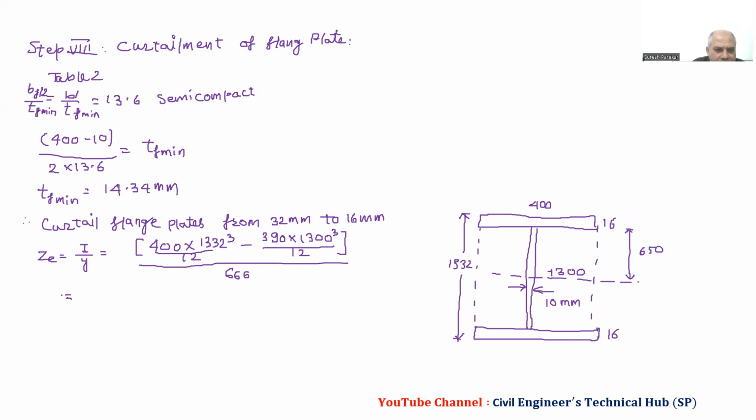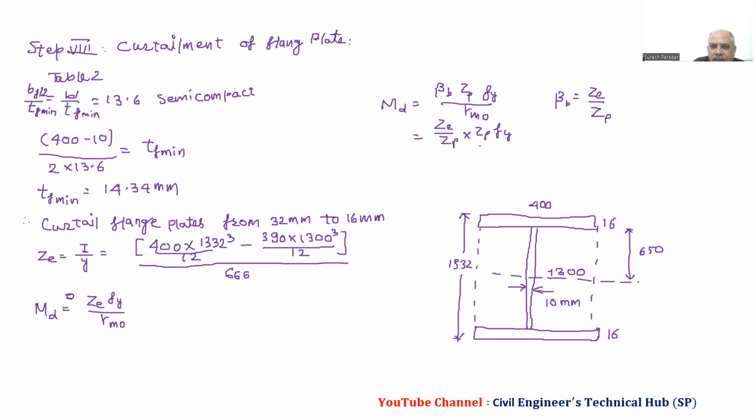Actually, I have not calculated the value of ZE. I have directly calculated MD. And therefore, we have MD now as ZE fy upon gamma m0. Now try to understand this. We have MD as beta b Zp fy upon gamma m0. Now as it is semi-compact, so we have beta b equal to ZE upon Zp. And if we put ZE upon Zp into Zp into fy upon gamma m0, then this Zp gets cancelled. We have ZE fy upon gamma m0.